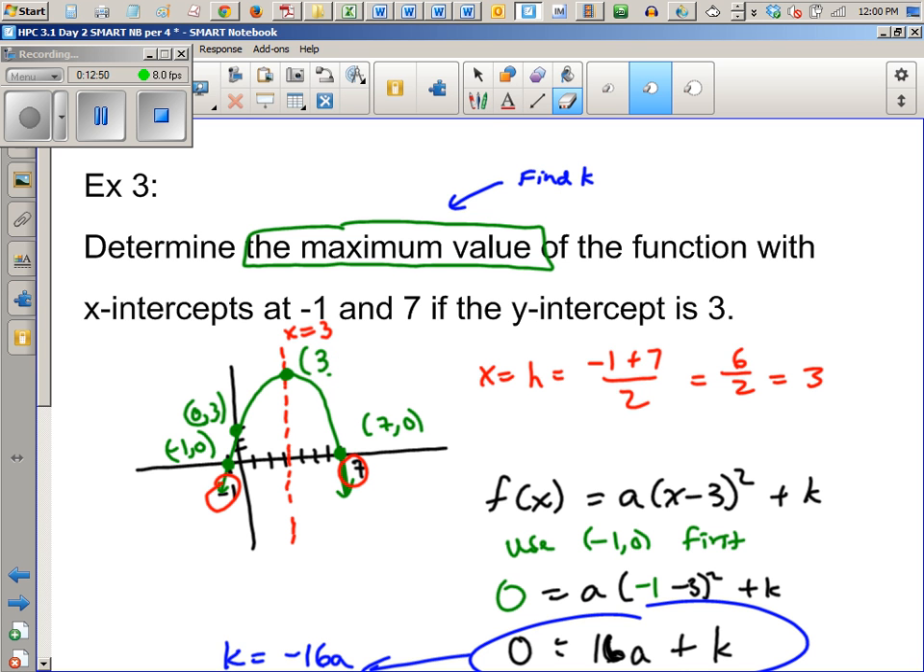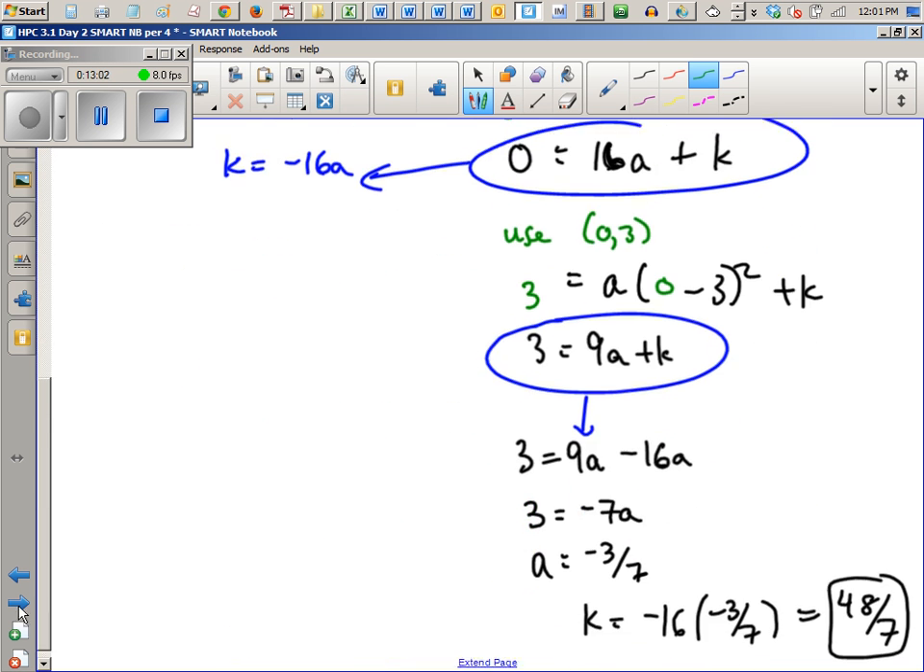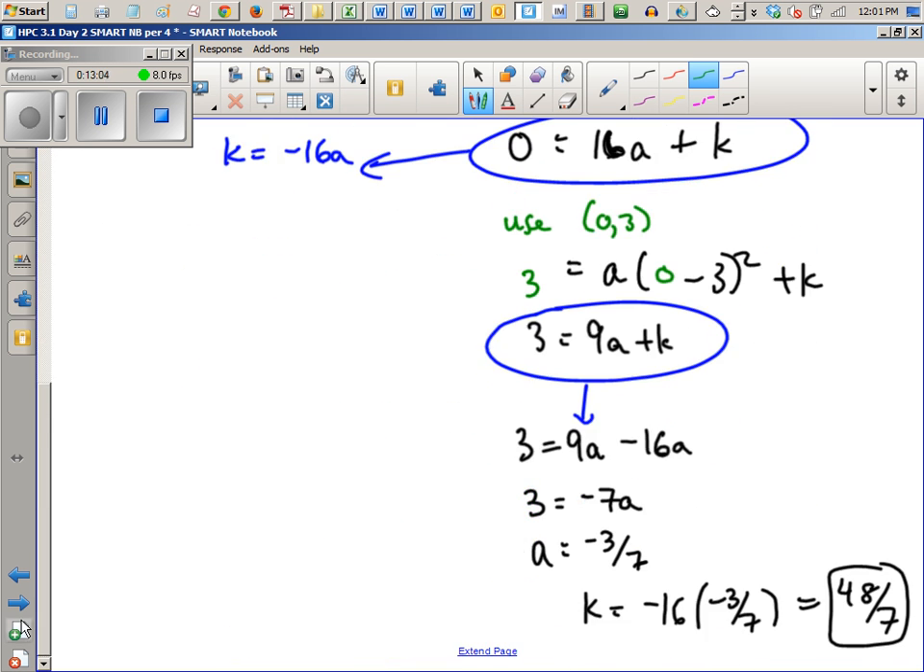I'll scroll back down in a second. You can say, oh, okay, well this is at 48/7. And that makes sense. That's reasonable. If you got 487, something's wrong, right? Doesn't seem to fit the picture. But know that maximum value does mean k on a parabola problem. That'd be like an advanced SAT problem too. I've seen them about that hard on the SAT. But for parabola problems, that's about as hard as it gets on the SAT.